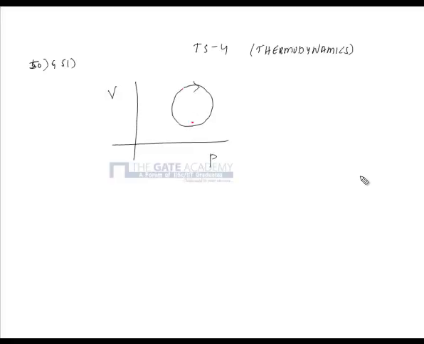Okay, so this is how the cyclic process looks like. And what is asked in the 50th bit is the magnitude of the work done. So we know that the work done by the gas is basically the area under the PV diagram.